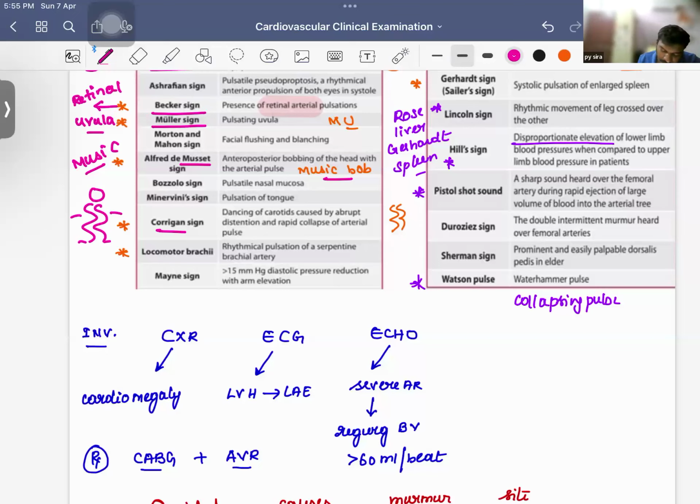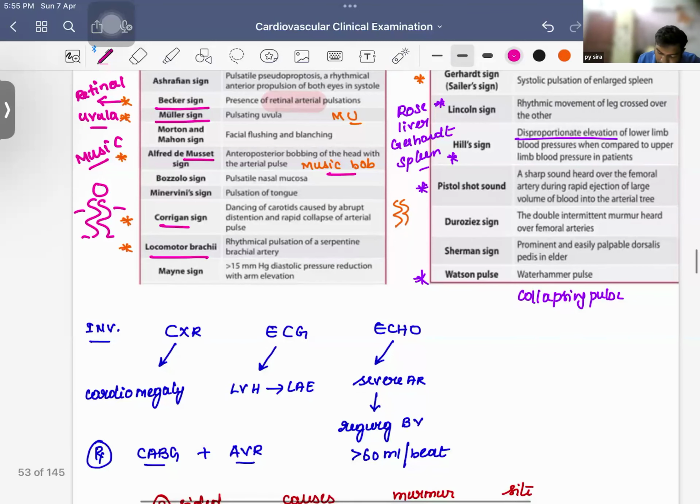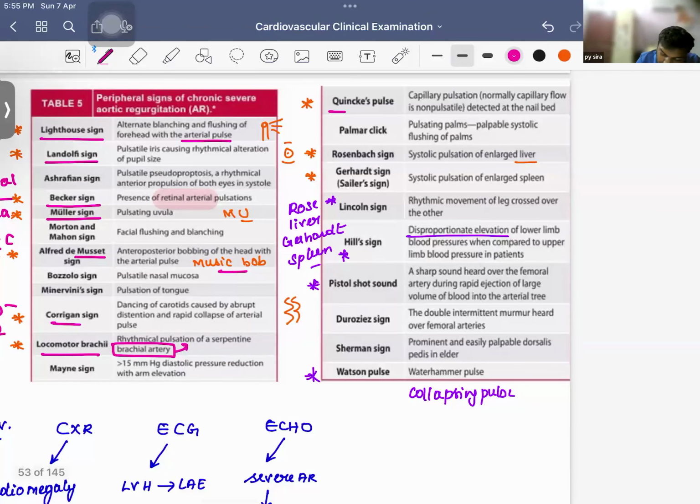Next is locomotor brachii, which is the brachial artery pulsation seen evident in the medial surface of the hand. Then Quincke's pulse. Whenever you press the nail bed against an object, you can see alternate flushing in the nail bed. That is called Quincke's pulse.